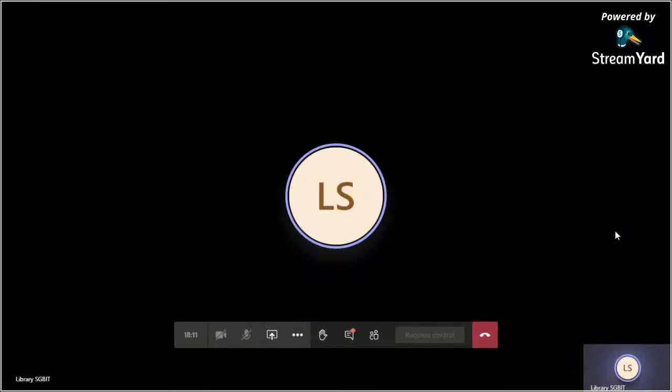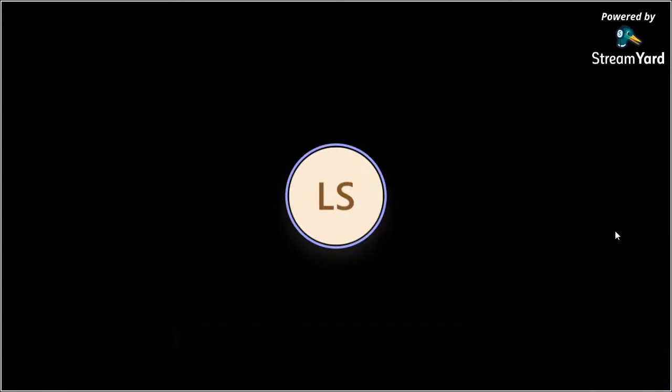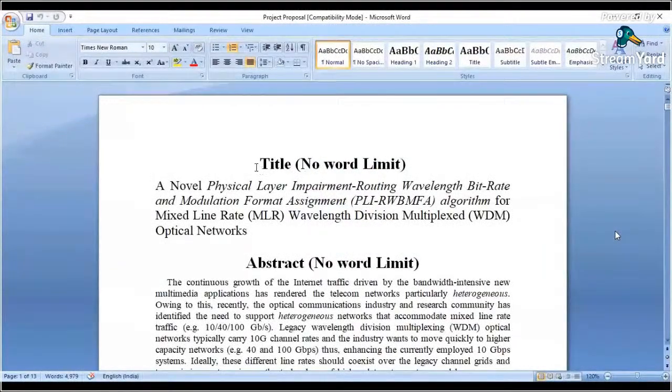Sir, is my screen visible now? It's a Word file. Is it visible now? Yes, sir.